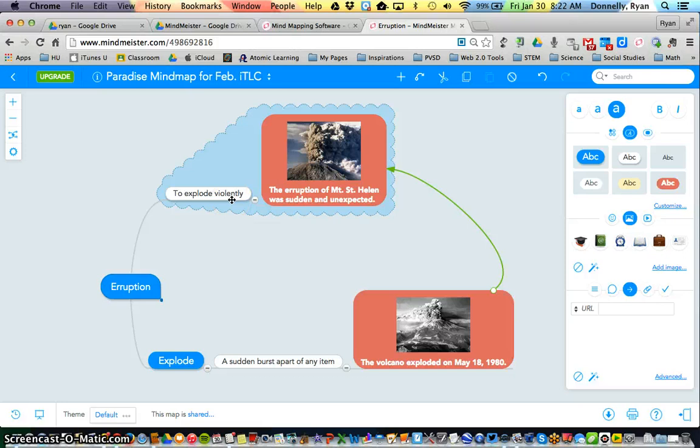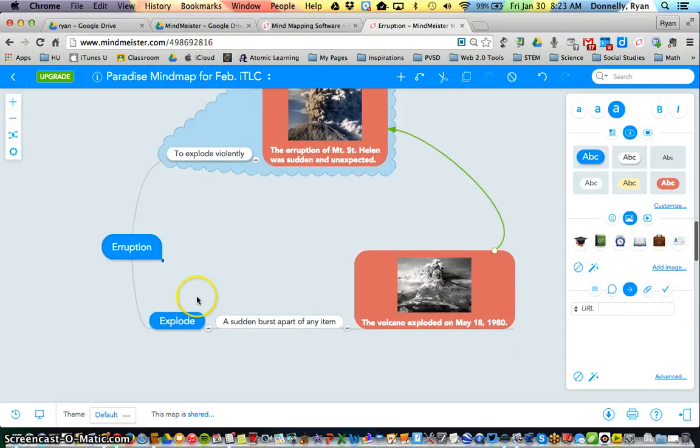Then I also asked that same student to grab a picture from the internet, which is filtered already by Mindmeister for copyright privileges, as well as make their own sentence about that word, or using that word. The eruption of Mount St. Helens was sudden and unexpected. So this adds a deeper understanding to the word, and that's what we want our students to be able to do, use these words in everyday context.